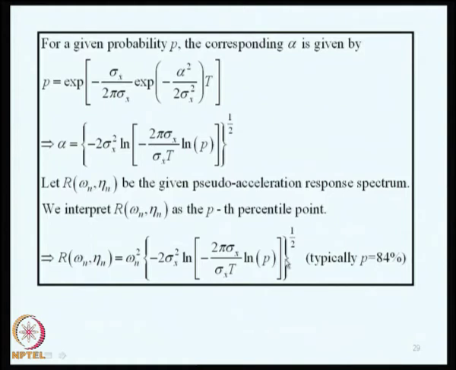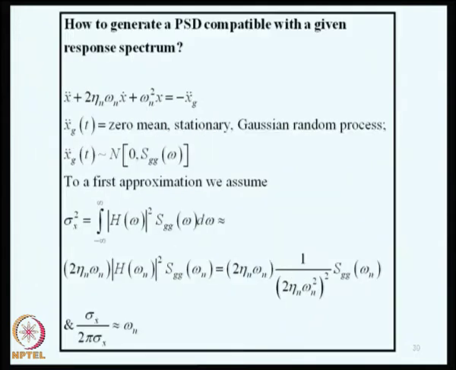So, given power spectral density, therefore, I can get the compatible response spectrum. It could also be interpreted as simply the mean value. Here it is given in terms of a percentile point, but we can simply say the expected peak value plotted as a function of omega n is our desired response spectrum. So, it is a matter of interpretation that we have to adopt.